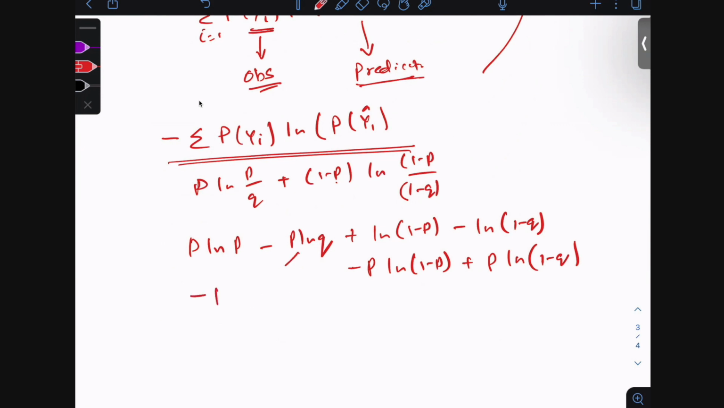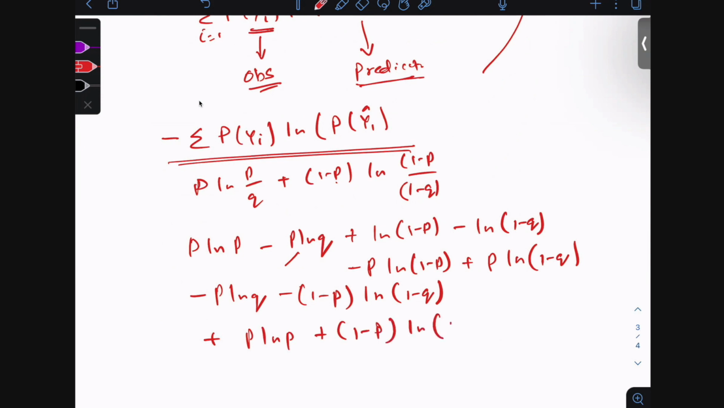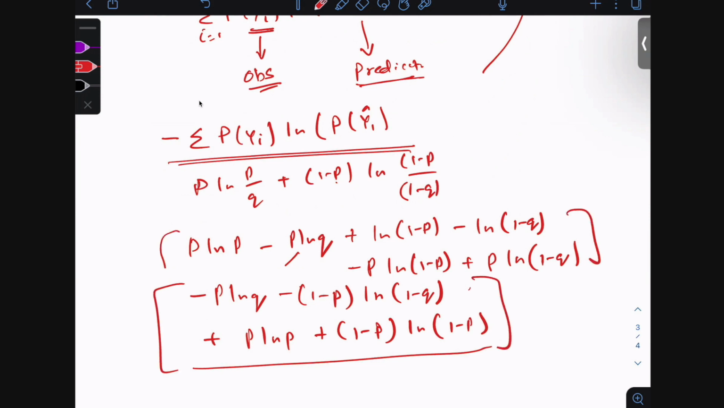Now let's try to rearrange this. I'm taking this term first, P ln Q, and minus, if you rearrange this, it will come as 1 minus P ln 1 minus Q, right? Correct? And the next terms will be P ln P plus 1 minus P ln 1 minus P, right? It all breaks down into these; we are just rewriting this into this form.